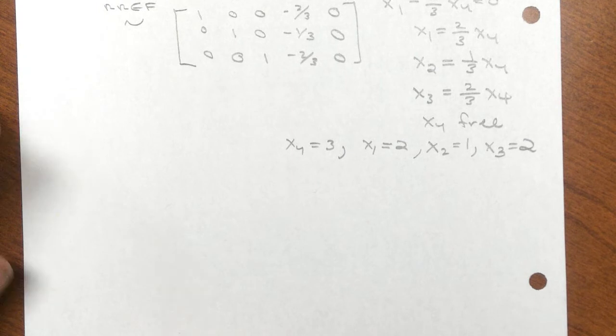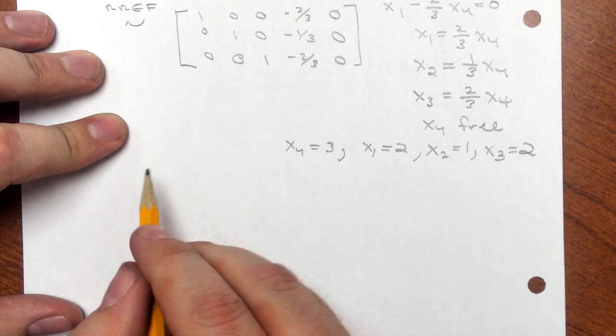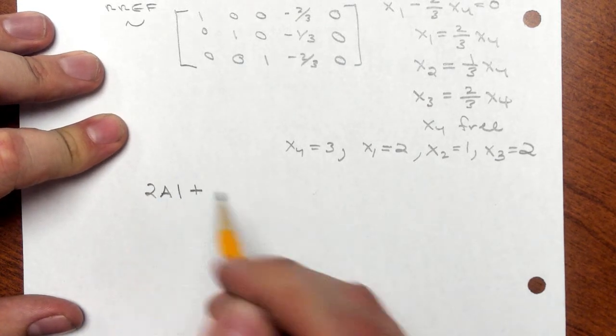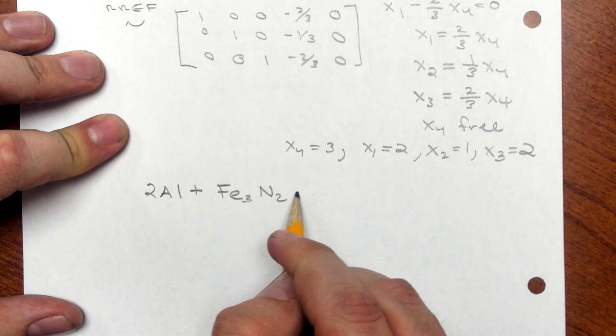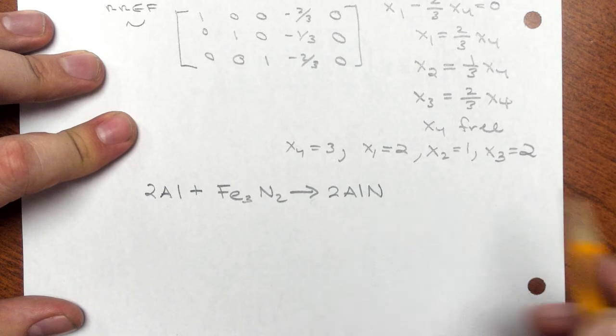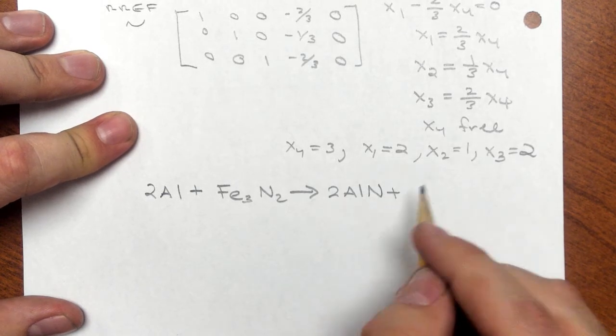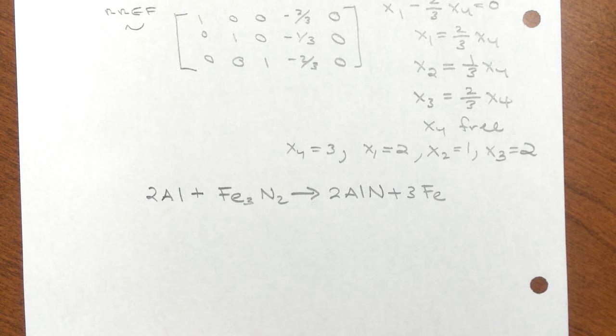Now, once I have that established, I now know how to balance this chemical equation. And I can write that x1 is 2 aluminums plus 1, whatever this compound should be called, yields 2 aluminum and nitrogen, whatever that's called again, plus 3 irons. Okay? So, again, you probably might remember how to do this from chemistry, but in this class we want to know how to do it using matrices. So make sure you know how to do it with this setup. Hopefully that has been helpful.